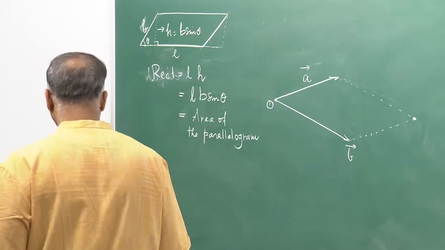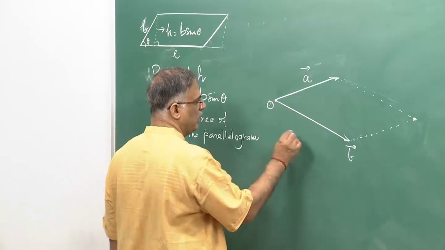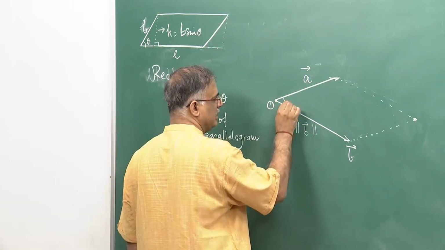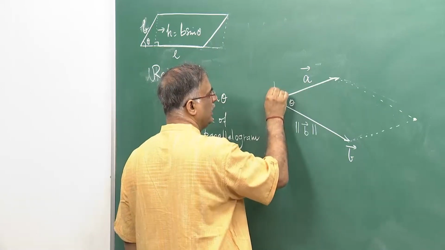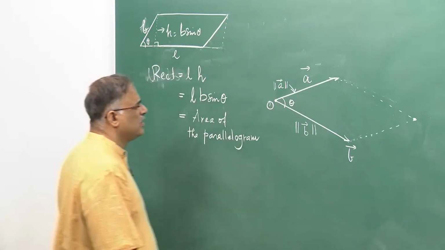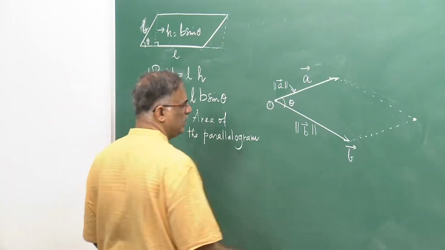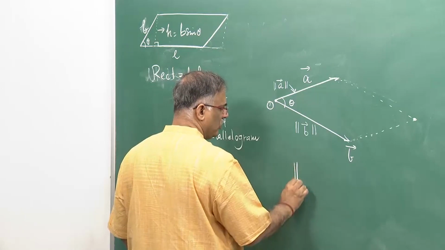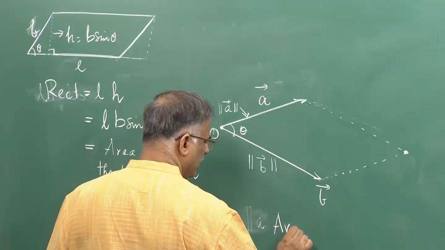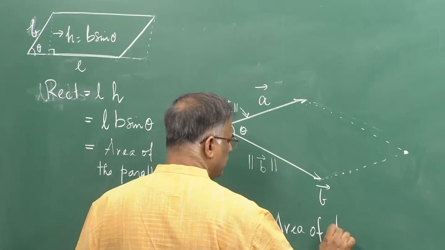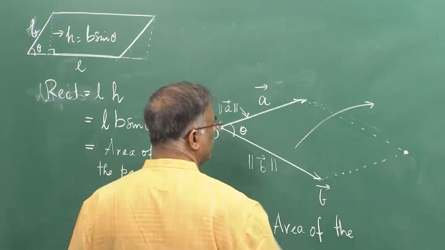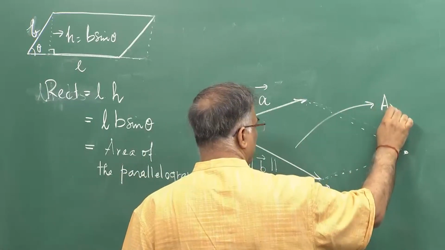So if you consider this part, the length as B vector, and this is theta, and this part the length is A vector of this, and you know then what is the answer. So the area of the parallelogram, this parallelogram, this one, this one. So I am trying to find the area of this.